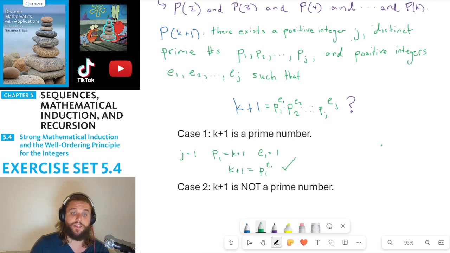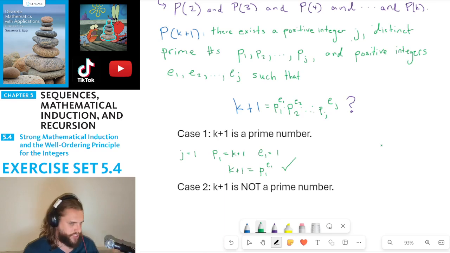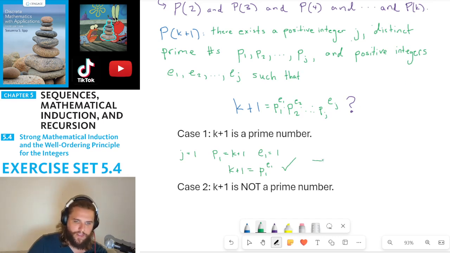And so that means that there does exist a positive integer j, that j being the number 1, and distinct prime numbers p_1, p_2, up through p_j. Since j is only 1, that means there's only one prime number, and that being, in this case, k+1, since k+1 is a prime number. And positive integers e_1 up through e_j. j is only 1, so that means there's only one positive integer e. And in this case, e_1 is 1, since we only need one factor of that prime number k+1. And therefore, k+1 is a product of prime numbers, which means that P(k+1) is true in this case.